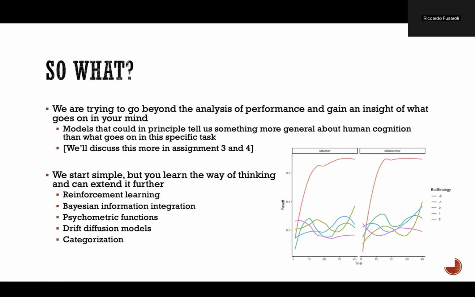Okay, we'll start simple. Today we'll see the biased agents. They're extremely simple, the random biased agents, but it's more a way of building your competences up, right? We will then apply them to more fun models like reinforcement learning, Bayesian information integration, psychometric function, drift diffusion models, and categorization.